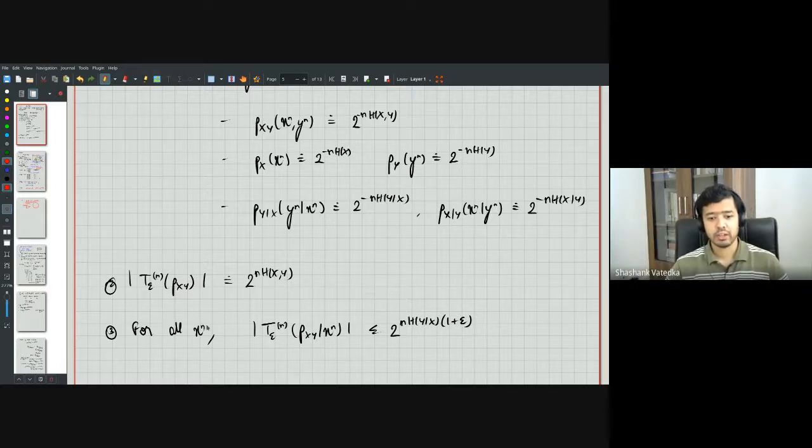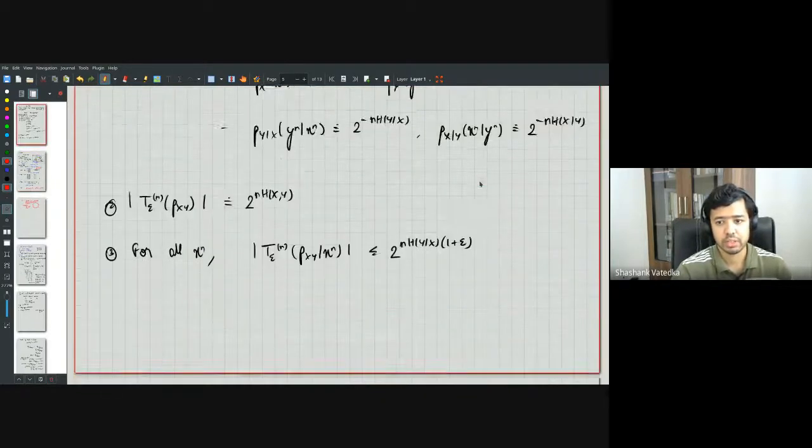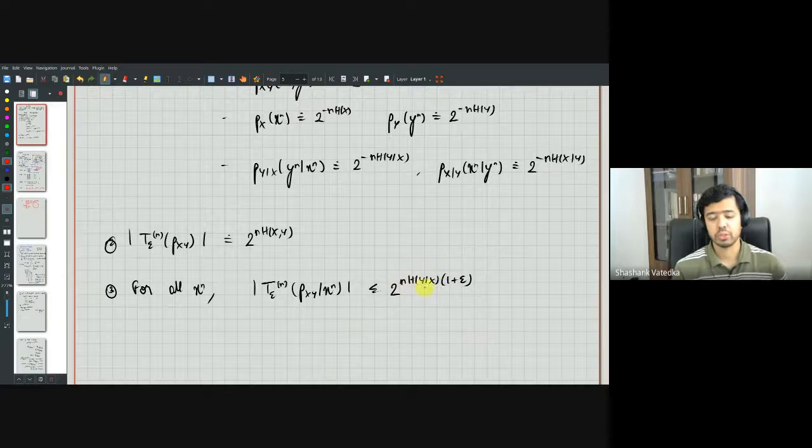And similarly, if you look at a particular x^n, what is going to be the size of the thin shell around y^n? So basically, what is the volume or what is the size of this thin shell going to be? That is going to be roughly 2 raised to n times H(Y|X). So it's helpful to just do these calculations, find out what each of these is going to be for, let's say, the BSC, and that already gives you a lot of intuition and geometric interpretation.